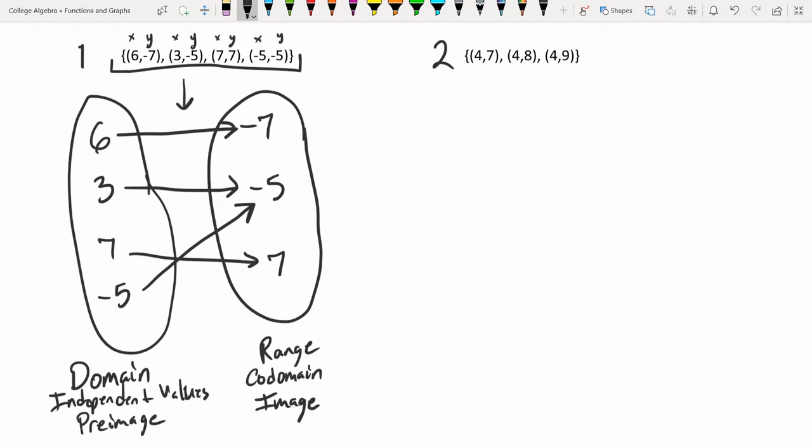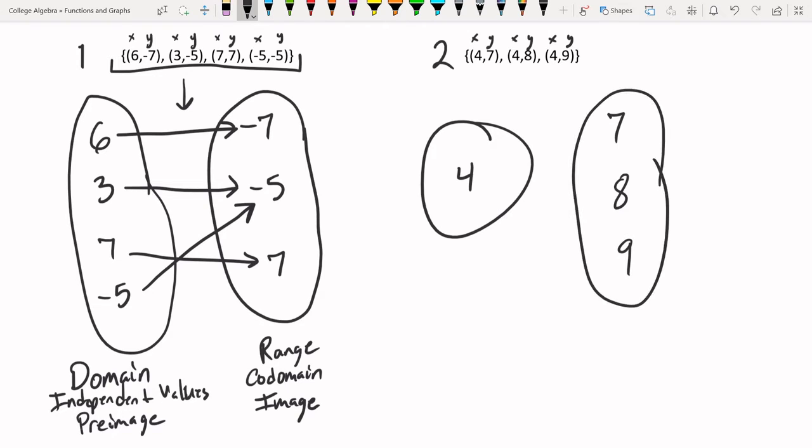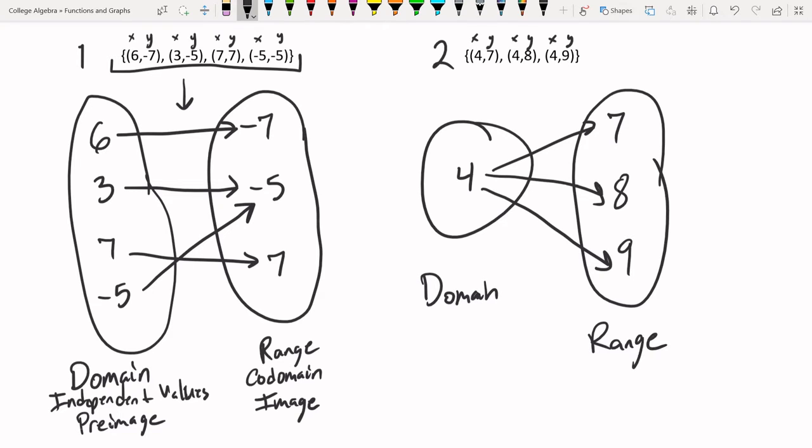Okay, the next one, let's talk about the next one here. We have the x values, which is actually just 4. And the y values are 7, 8, and 9. And doing the same type of thing, 4 goes to 7, 4 goes to 8, and 4 goes to 9. So we once again have the domain, which is just 4, and the range, which is 7, 8, and 9.